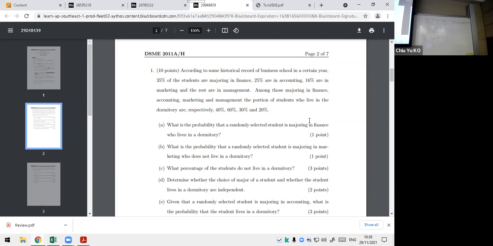So the first question is asking the multiplication rule, the next is asking the complement rule, and this is asking the total probability rule.